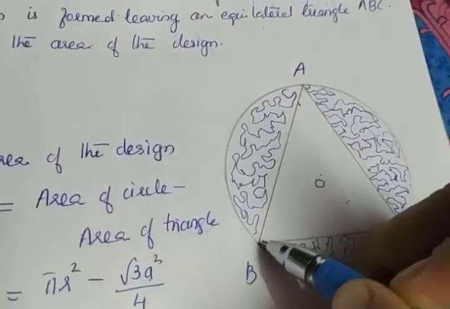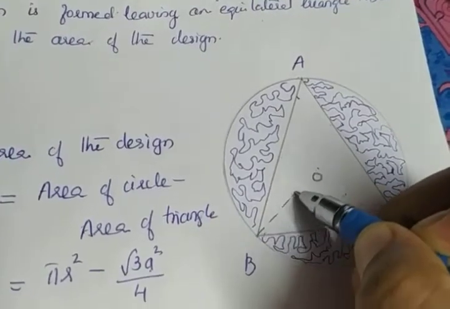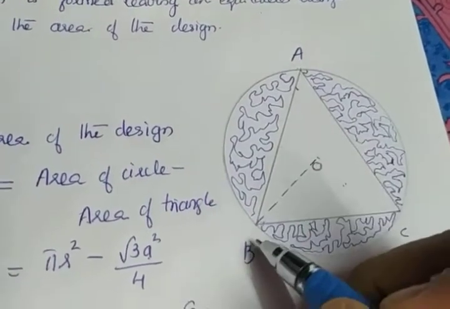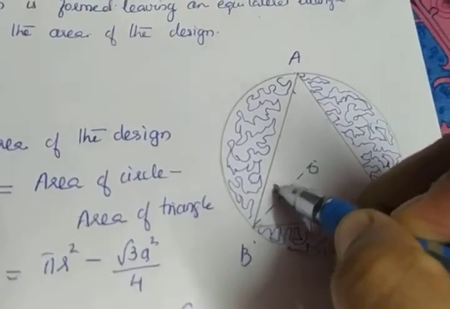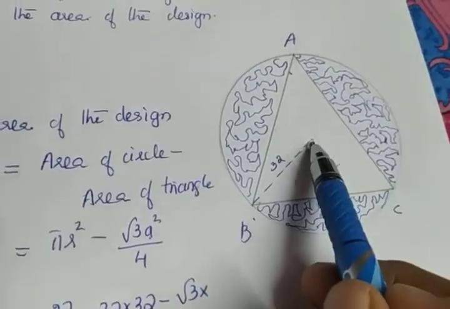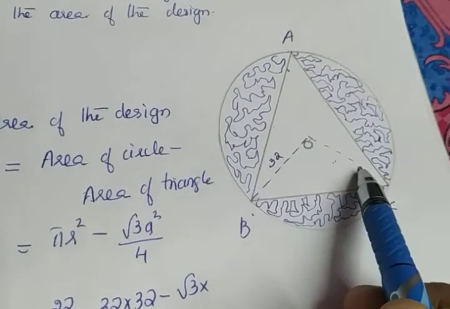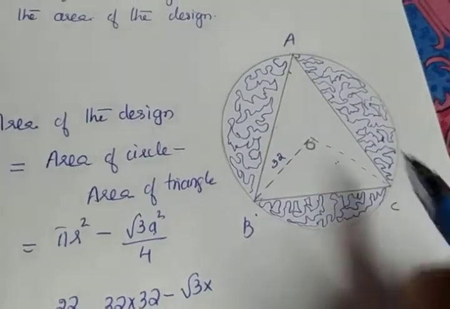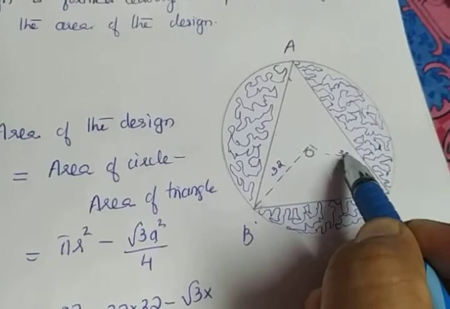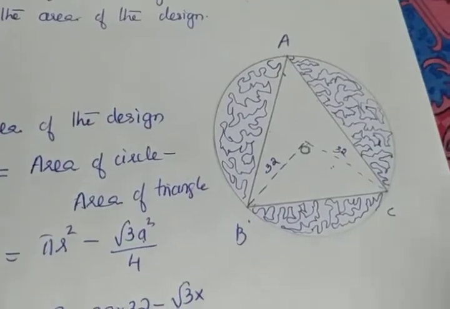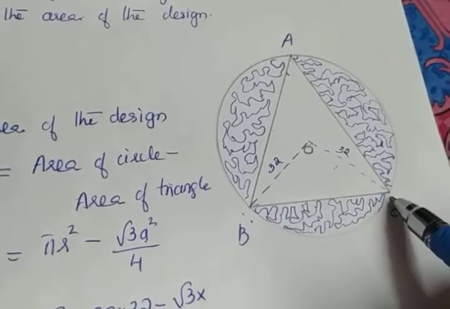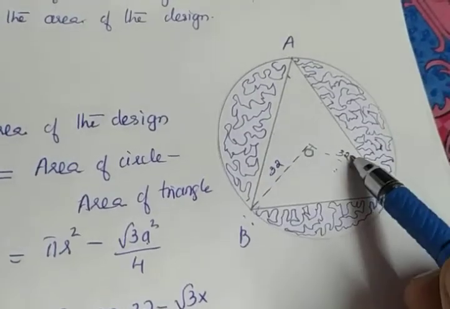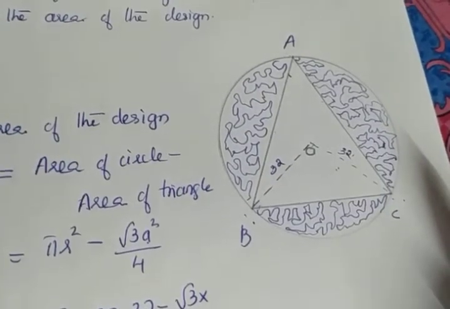So what I am going to do is, I am joining OB. What is OB? O is the center, B is a point on the circle. So OB will be the radius, which is given as 32 cm. Again I am joining OC. What is OC? O is the center, C is a point on the circle. So OC is also a radius, which is 32 cm. So to find BC, what about the specialty of triangle OBC? It's a triangle in which two sides are equal.